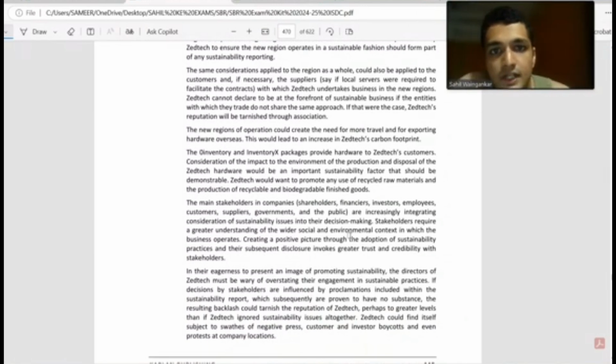The same considerations applied to the region as a whole could also be applied to the customers and, if necessary, the suppliers. If the local servers were required to facilitate the contracts with which Zedtech undertakes the business in new regions, Zedtech cannot declare to be at the forefront of sustainable business if the entities with which they trade do not share the same approach. If that were the case, Zedtech's reputation will be tarnished.